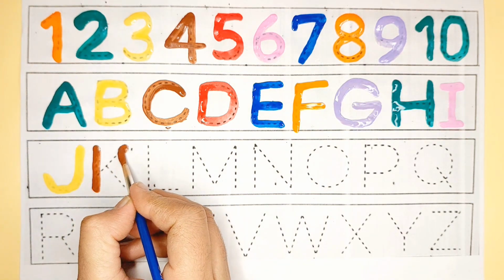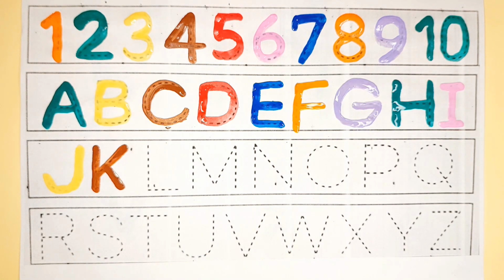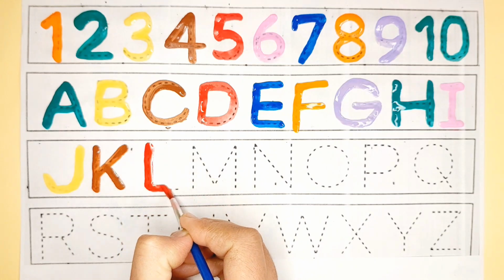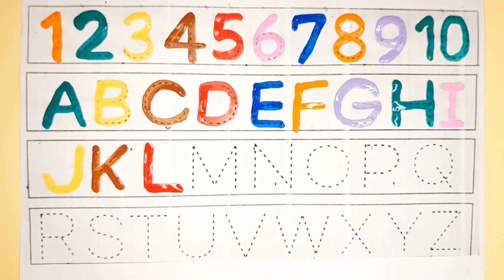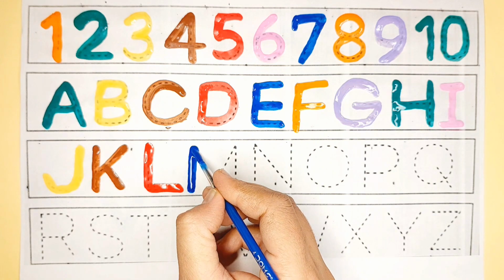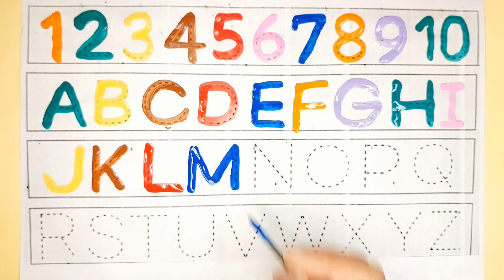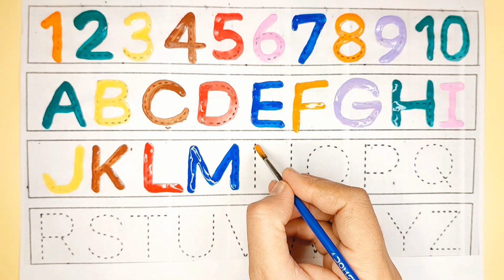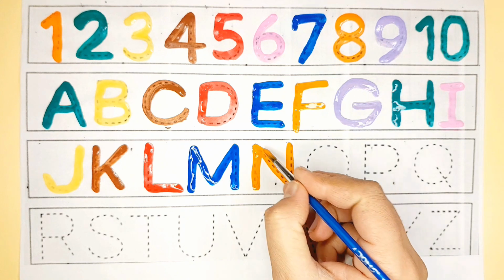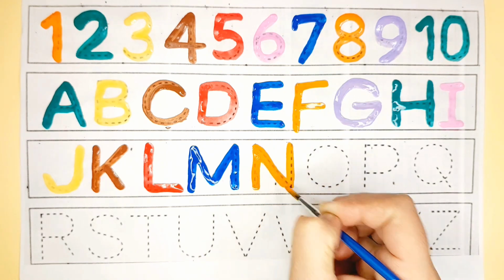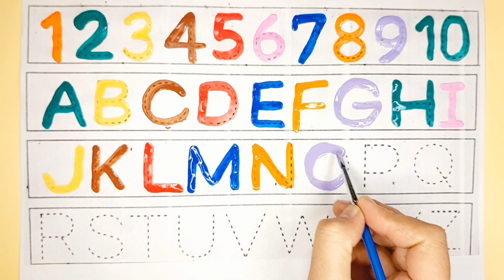K for kiwi. L for lemon. M for mouse. N for nuts. O for orange.